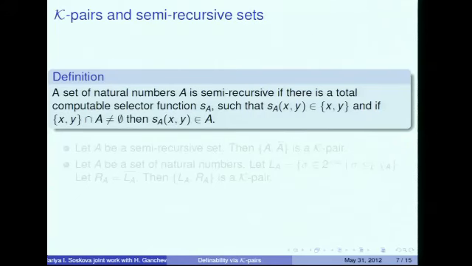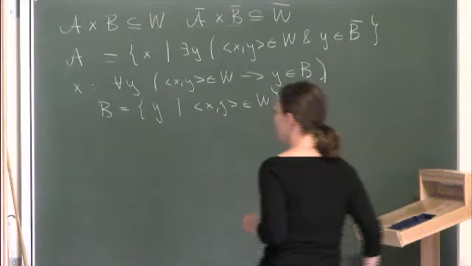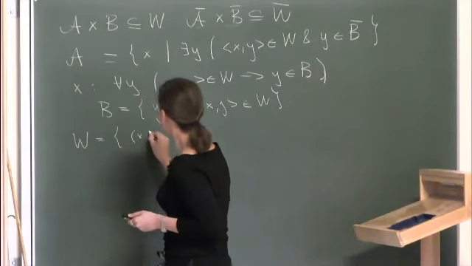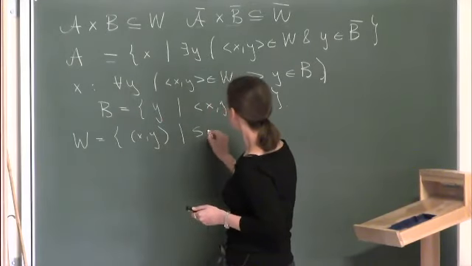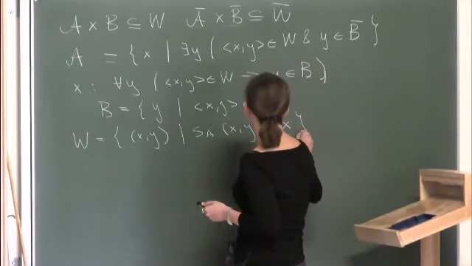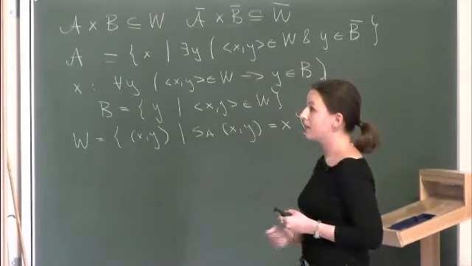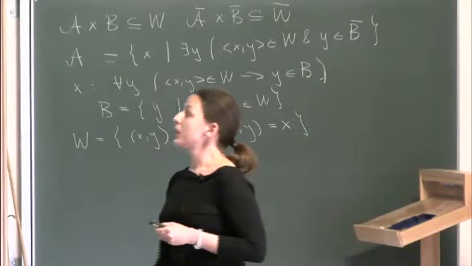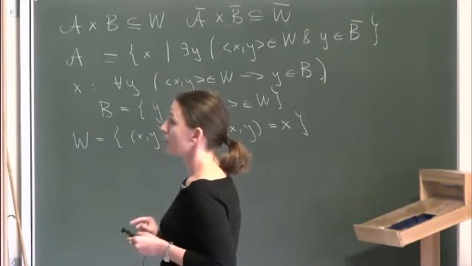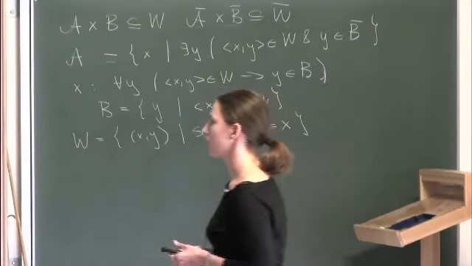And if you have a semi-recursive set, then it's really easy to show that A and the complement of A is a k-pair, because the C set witnessing this is just going to be the set of x and y, such that the selector function on x and y outputs x. And Jockusch showed that there are semi-recursive sets that are not C and that are not co-C in every non-zero Turing degree. So this gives a lot of non-trivial k-pairs.